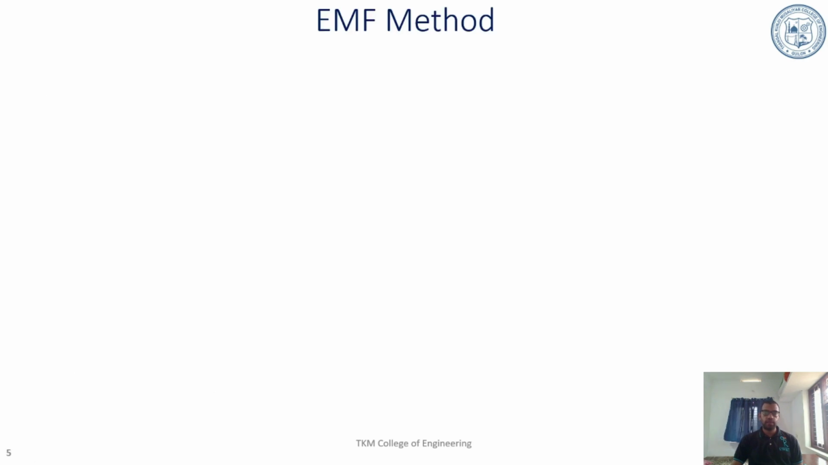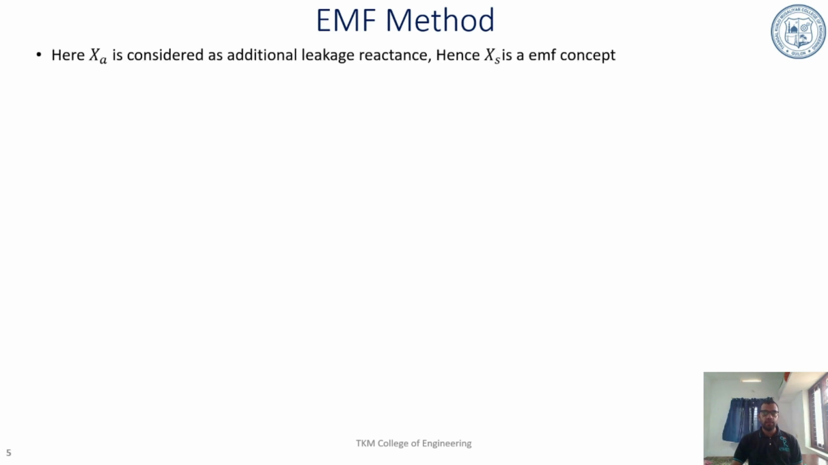Coming to the EMF method, we know synchronous reactance is XS, which is equal to XL plus XA. In the EMF method, XA is also considered as an additional leakage reactance. So XS is treated as fully an EMF concept. Therefore, this method is termed as the EMF method. Before going to the steps to be followed in the EMF method, let's derive the expression for no-load induced EMF with the help of a phasor diagram for lagging and leading power factor conditions.